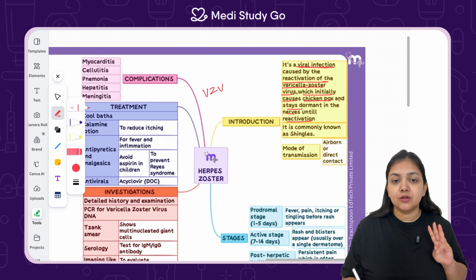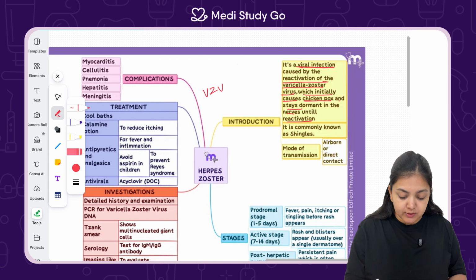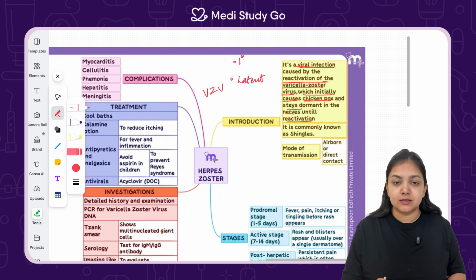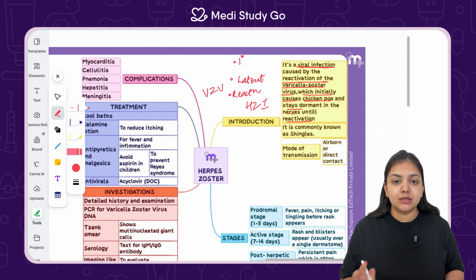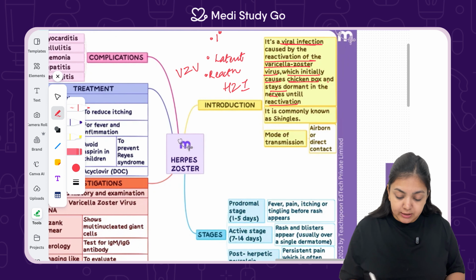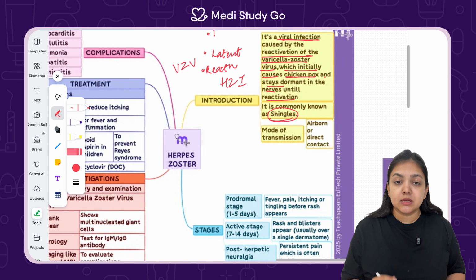So basically there are 3 stages to this infection. First, it is primary infection, which is the chickenpox. Second is a latent stage, wherein it stays in the sensory root ganglion. And third is the reactivation, which is the herpes zoster infection. So there are 3 stages of this infection. It is commonly known as shingles. The mode of transmission is airborne or because of direct contact.